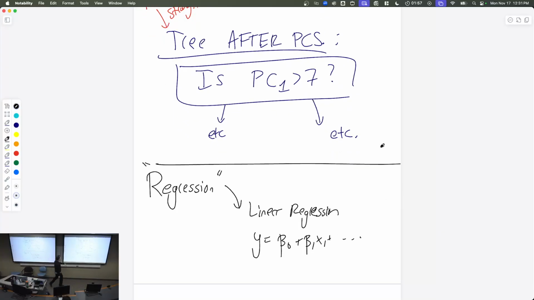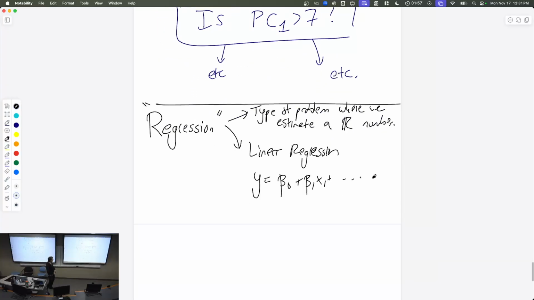That's like a model. But it can also mean the type of problem where we estimate a real number. So if you want to estimate the price of a house, that is a regression task. If you estimate the price of a house with linear regression, that is like double regression. The word regression gets used to mean two different things. If you thought I meant linear regression, you could do linear regression with the principal components, that is something you could do. But I was talking about this one. I was saying a type of problem where you estimate a real number.